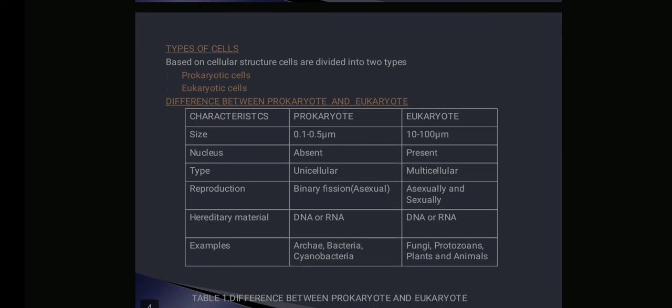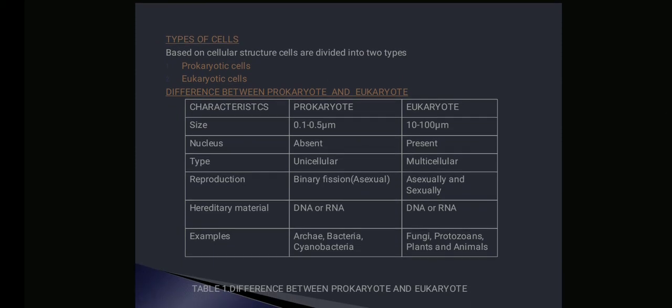Coming to the types of cells, based upon the number of cells, organisms are divided into unicellular and multicellular organisms. Based on cell structure, the cells are divided into two types: prokaryotic cells and eukaryotic cells. The difference between them: prokaryotic cells range in size from 0.1 to 0.5 micrometer, and eukaryotic cells range from 10 to 100 micrometer. The nucleus is absent in the prokaryotic cell and present in the eukaryotic cell.